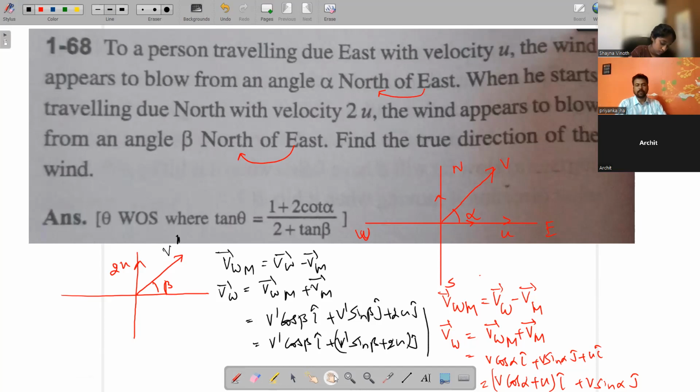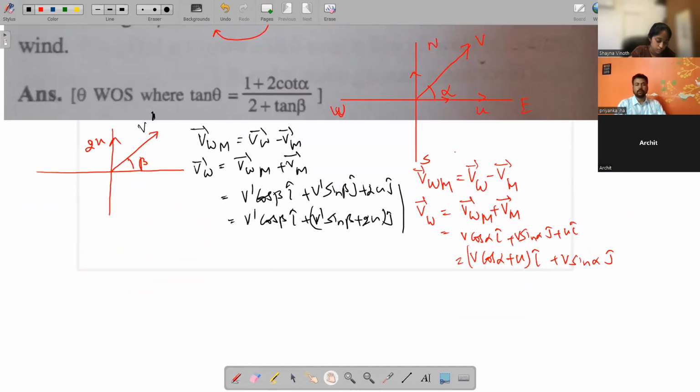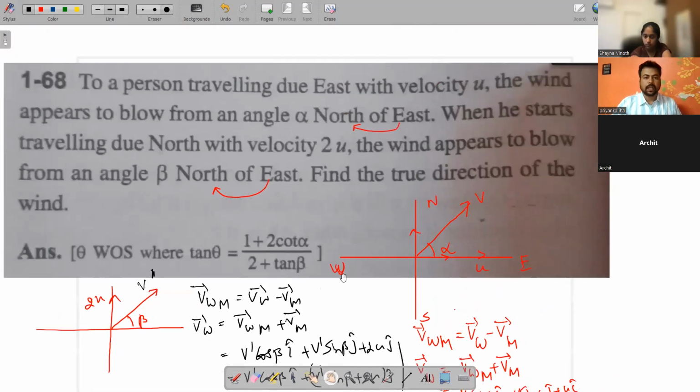From here we can find. Right. Now, this V and V dash are not known. And this VW is the actual velocity of wind. Nothing is given about the speed of wind, so from here we can simply observe the direction of wind only.